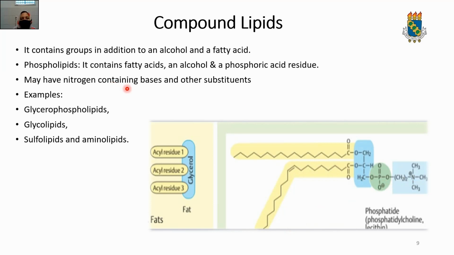Some of them can have nitrogenous bases in their structure as a substituent on the third carbon, or they can have a sugar moiety attached to it, in which case it will be called a glycolipid. Sulfolipid is another example, aminolipid is another example. We will discuss them one by one.